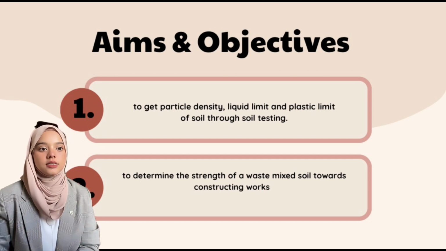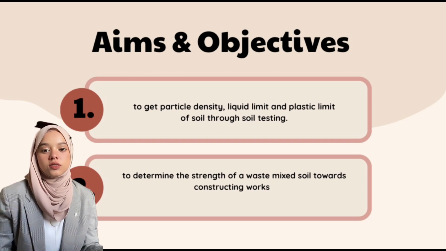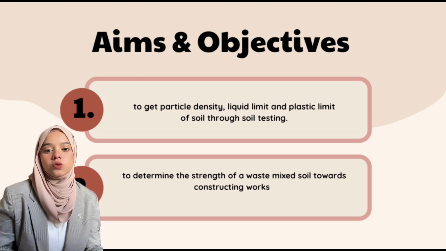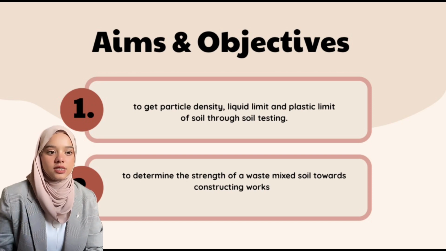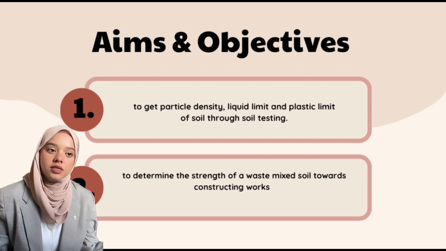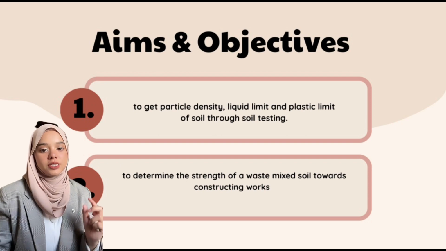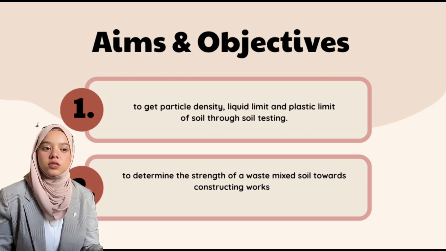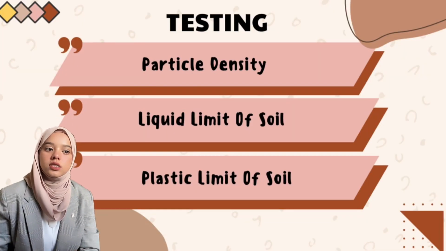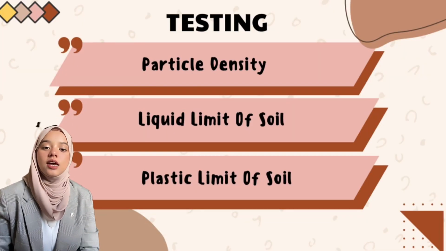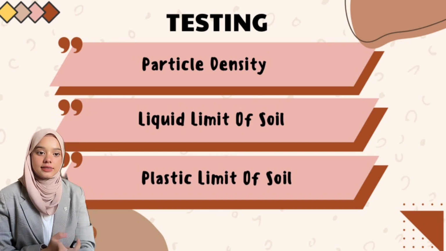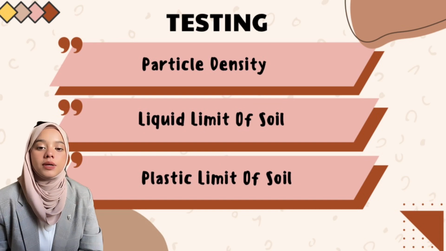So as stated, the aim and objective for this task is to get the particle density, liquid limit, and plastic limit of soil through soil testing. For the particle density test, we need to conduct a test to figure out the moisture content and particle density by determining the specific gravity of soil through the density water test. Next, to determine the plastic limit and liquid limit of a soil, we need to conduct the Atterberg limit test, where we use Casagrande for the liquid limit test, and cone penetration for the plastic limit test.